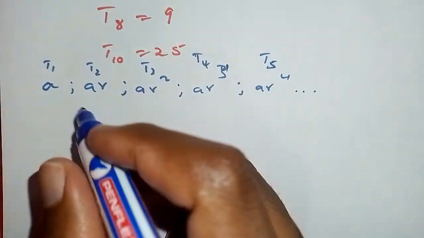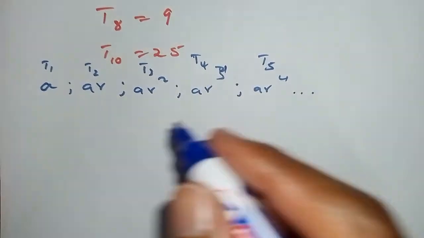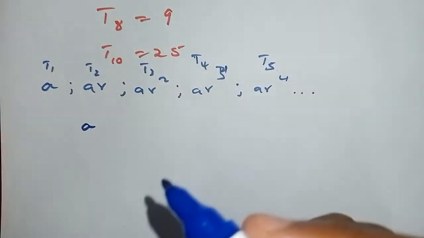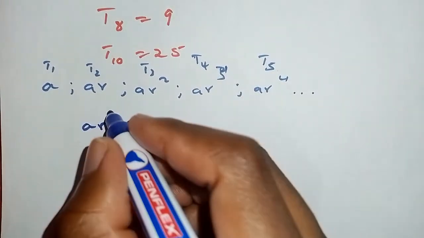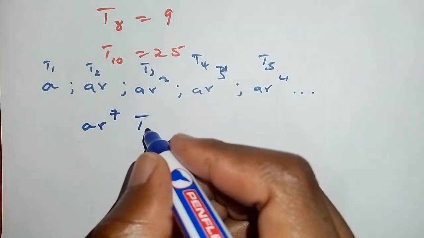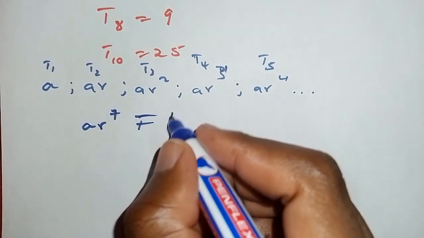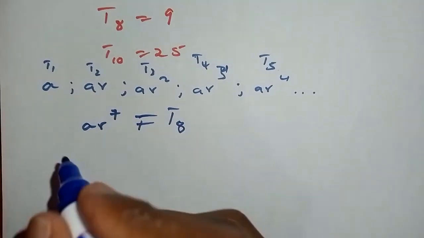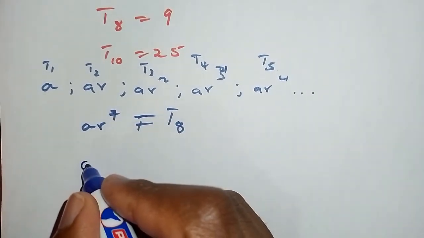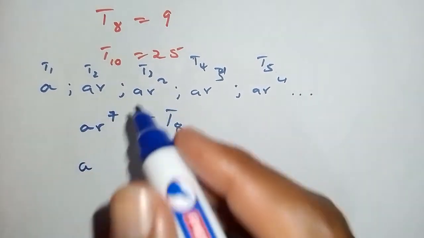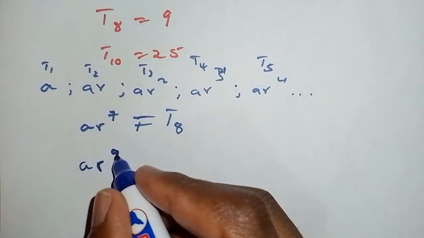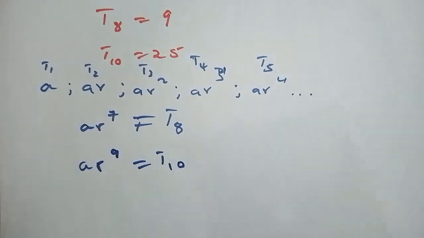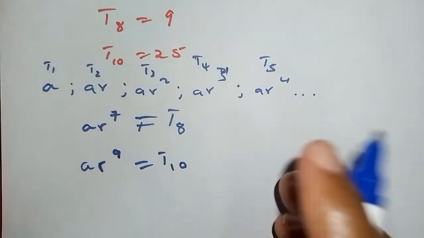It means if I have such a pattern, my AR to the power 7 is my T8. If you continue with this pattern like that, then again, my AR to the power 9 is equal to my T10, if the pattern continues like that.